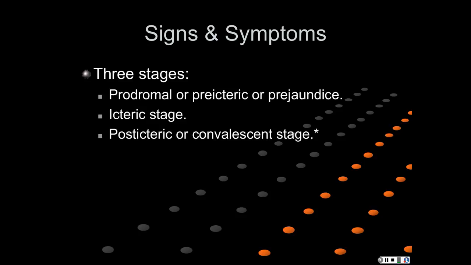Signs and symptoms. They can occur in 3 stages, which are referred to as prodromal. Prodromal, you see it in any infectious disease. It basically means before the symptoms appear, and is also referred to as pre-icteric. Icteric means they have become jaundiced, so pre-icteric is before they are jaundiced, and then the icteric stage is when they're jaundiced. Post-icteric is the convalescent stage.